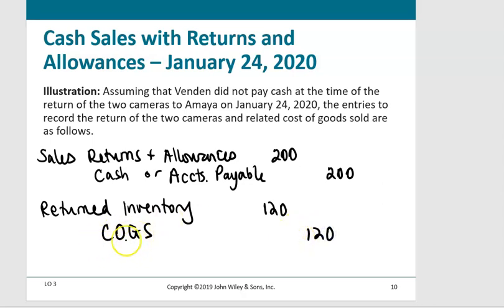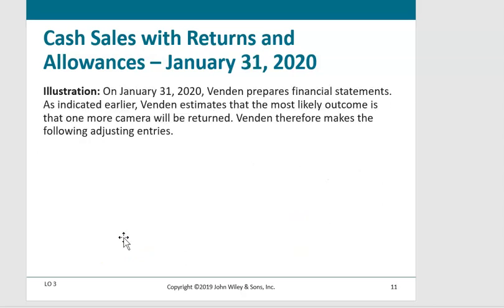Now we're reducing it for the 2 units that no longer have been sold. And what about that next step? When January 31st comes and the company prepares the financial statements, they need an adjusting entry because they expect 1 more camera, 1 more unit, to be returned.